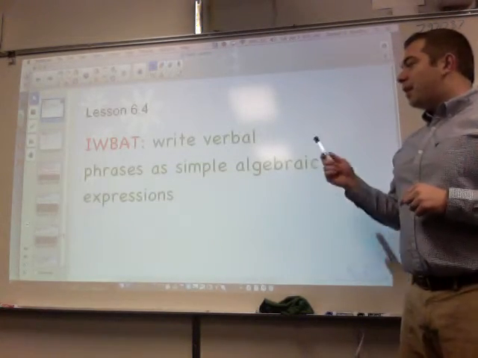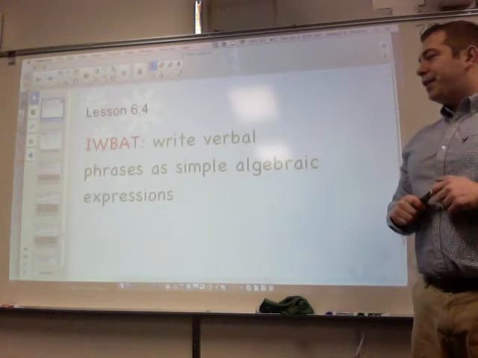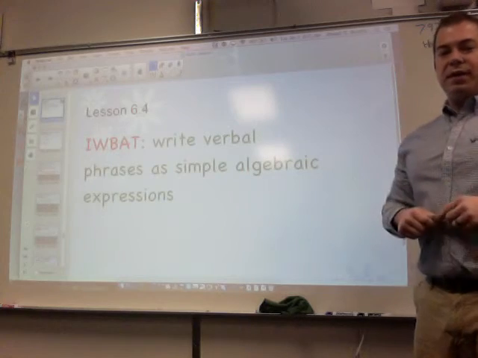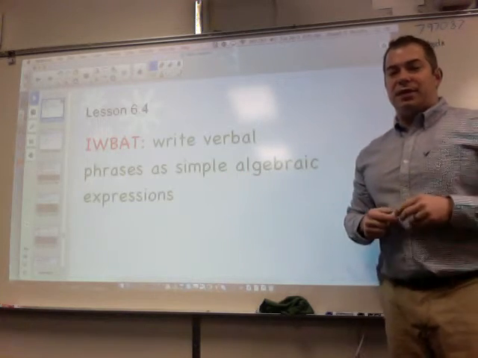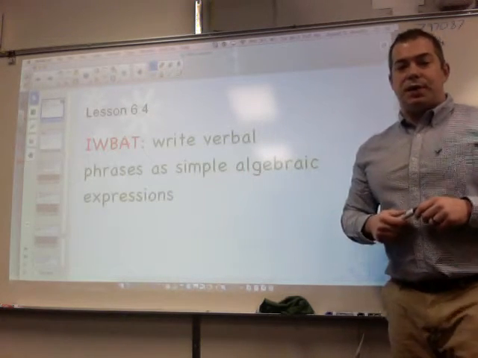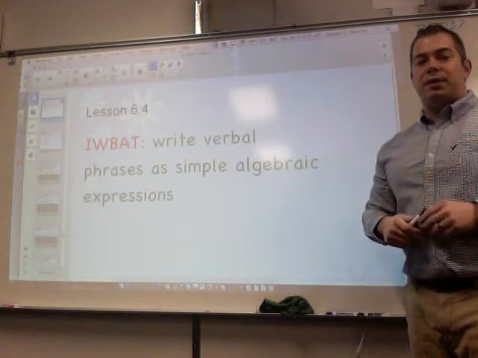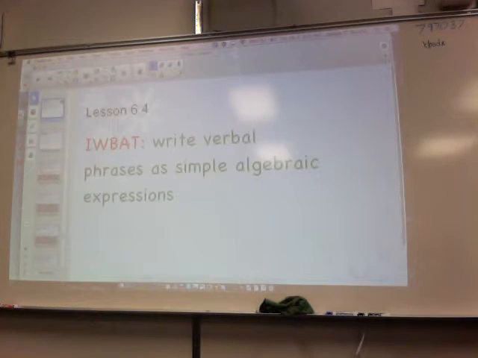Here's your objective. I will be able to write verbal phrases as simple algebraic expressions. So I'm going to give you a short, not even a sentence, because a phrase is not a sentence. There won't be periods in it. But a short phrase, and then we're going to turn it into a mathematical algebraic expression. Let me show you what I'm talking about.